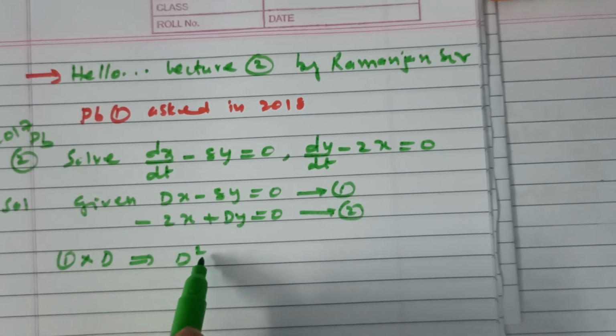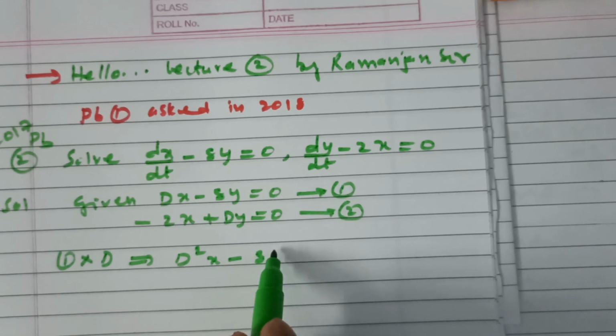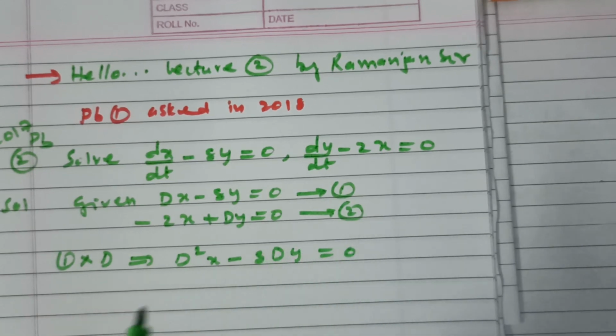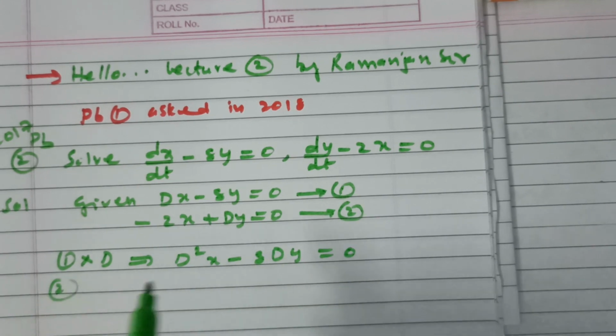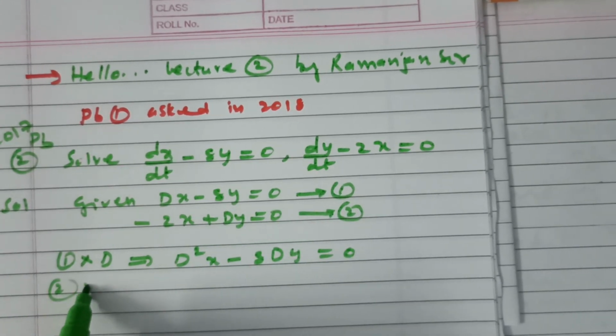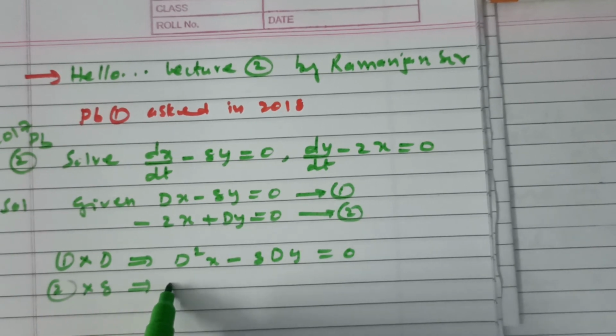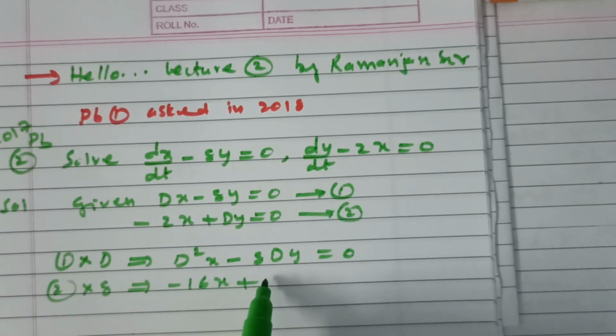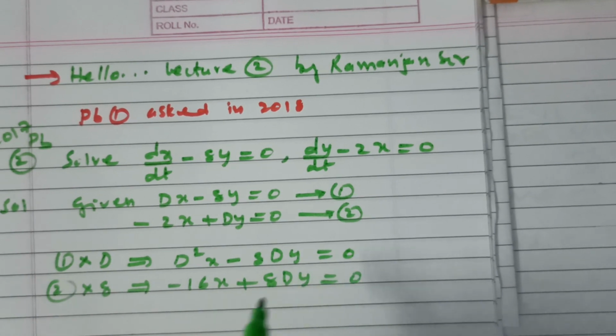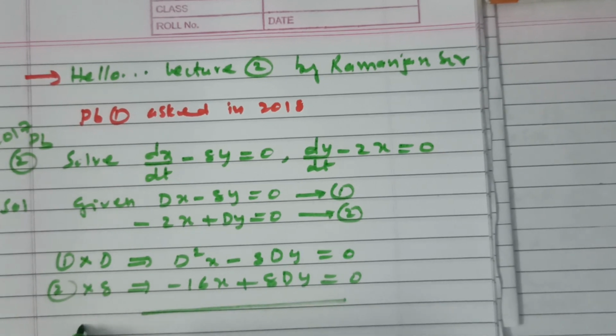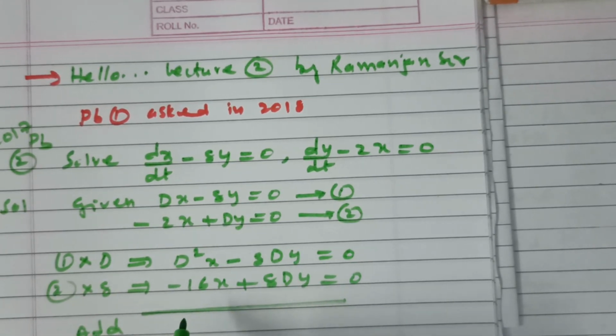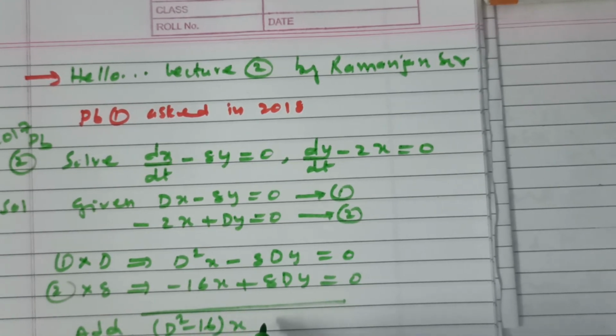This implies D square x minus 8Dy is equal to 0. The second equation, multiply by 8, so that minus 16x plus 8Dy is equal to 0. To eliminate y, they have opposite signs, so add. D square minus 16, x is common in both equations. For the y terms, both will be cancelled, is equal to 0. Take this as equation 3.